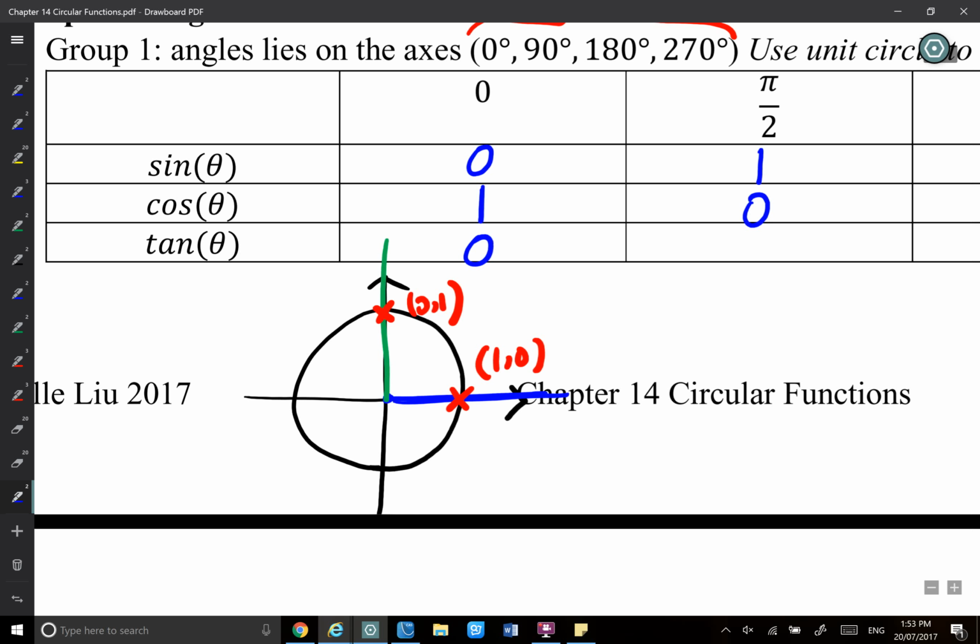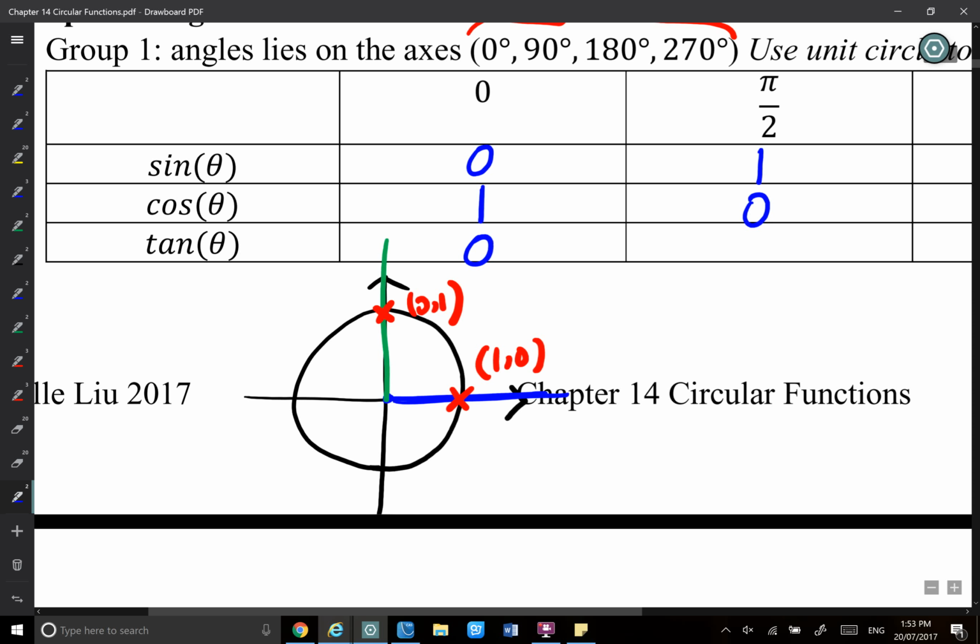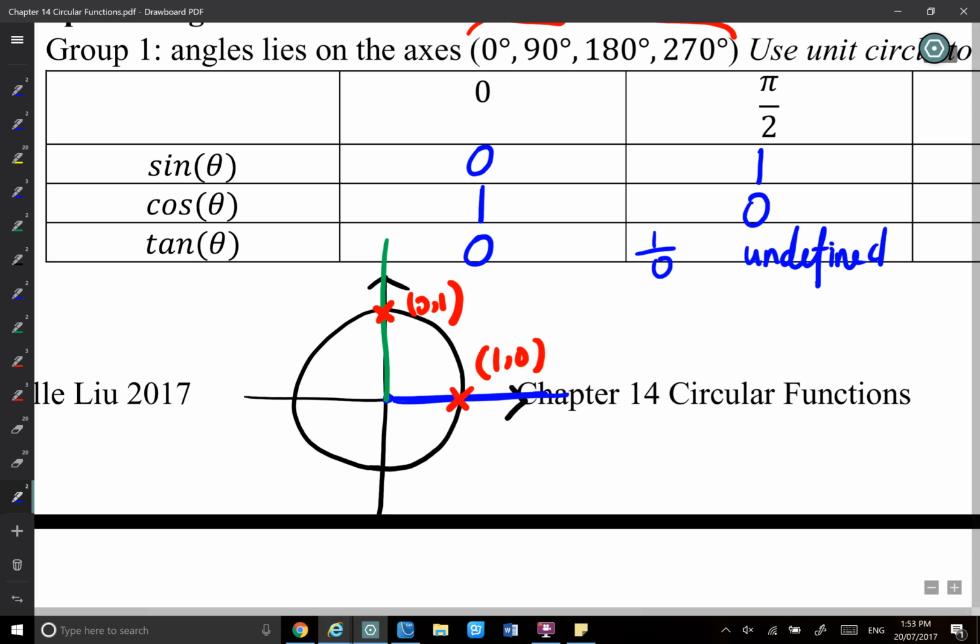What is tangent? Tangent is sine divided by cos, so it's 1 over 0, which is undefined. You have no value for tangent pi over 2. It's impossible to get tangent pi over 2. It's 1 over 0. 0 cannot be the denominator, so you can't evaluate that. So it's undefined.